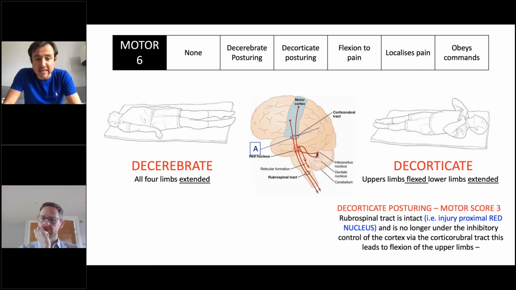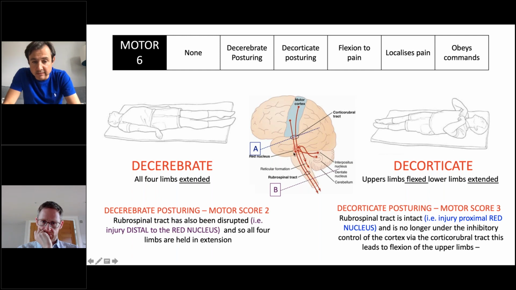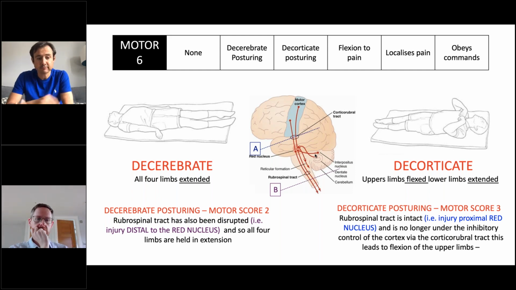Whereas decerebrate is where the lesion or the compression is distal to the red nucleus. So in that effect, you're also knocking out your cerebellum, essentially. So you're losing that control of the cerebellum, and that's why you get the extension of all limbs, which is the spinal reflex that you're seeing, basically.